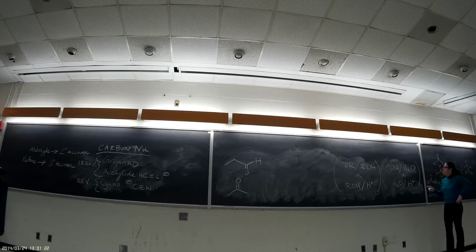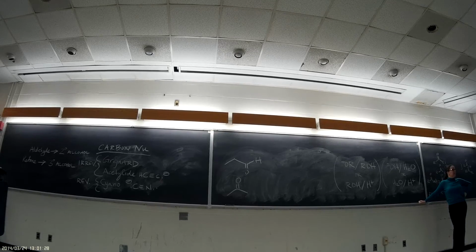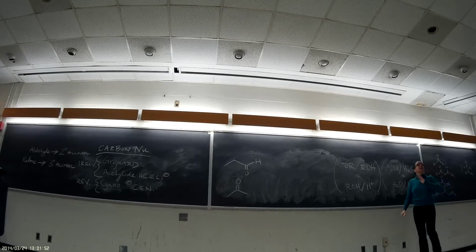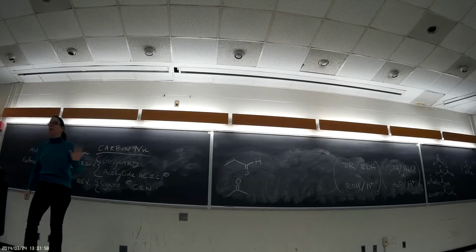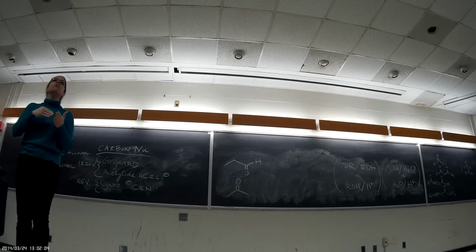Now, there's something very important to note here. When we're in basic conditions, we only ever have negative or neutral species. Every intermediate, everything you use, anything that's in that reaction flask will either be negative or neutral. Never positively charged, ever. Okay? If I'm in acidic conditions, I'm only ever going to have neutral and positively charged species. I'm never ever going to have any negative species, ever. That is a golden rule.